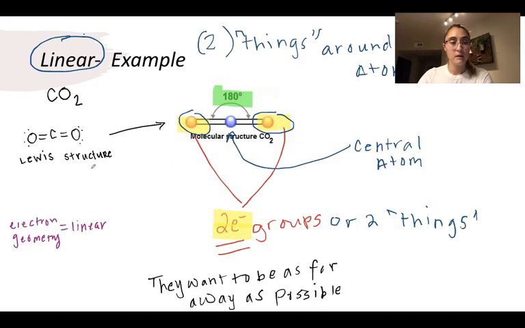Okay. So let's start with the first one, linear. So if something has a molecular geometry, right now we're looking just at the molecular geometry. Remember, we have electron geometry and molecular geometry. Right now we're looking at the molecular geometry.